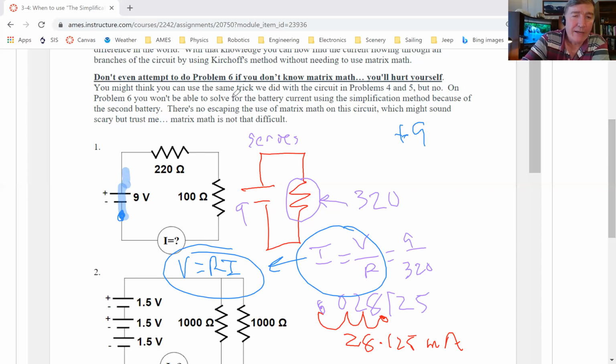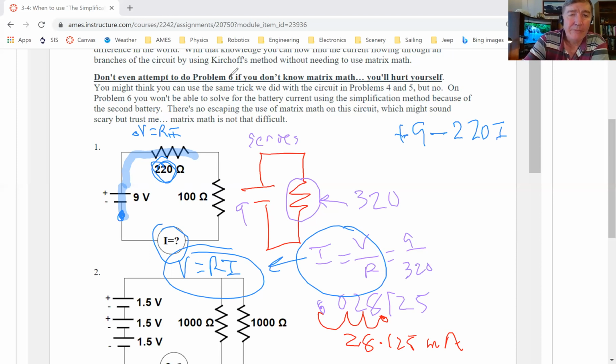Okay, so now I come over here. Now I'm crossing over a resistor, so that means I'm going to lose some voltage. So I got a minus sign. Now, I don't know ahead of time what the current is, but I do know the resistance, and I know that V equals R times I. So the voltage that I lose here is going to be R, which I do know, times the I, which I don't know. So the R is 220, so I'm going to say 220 times I.